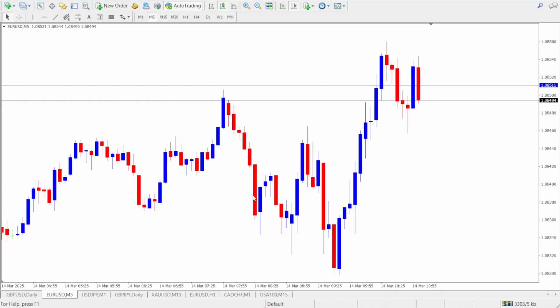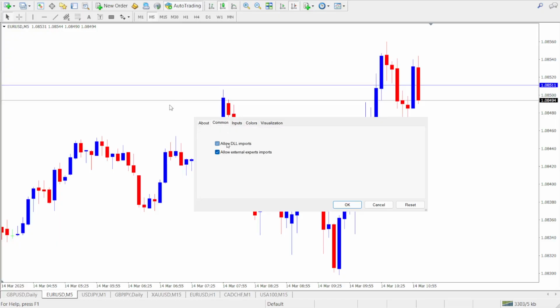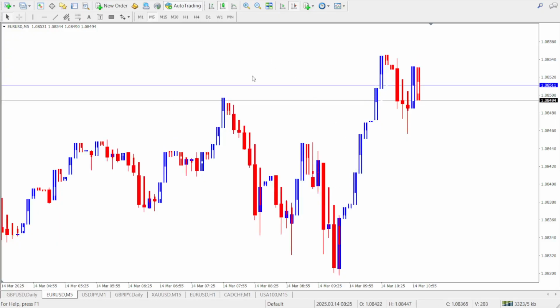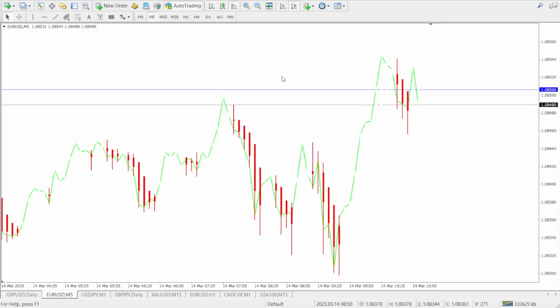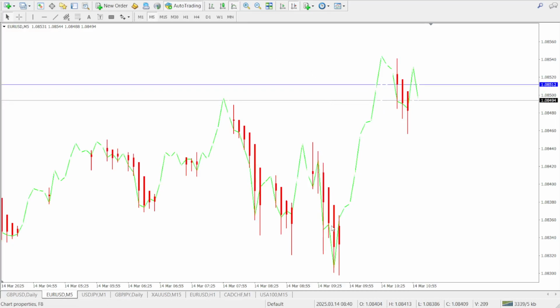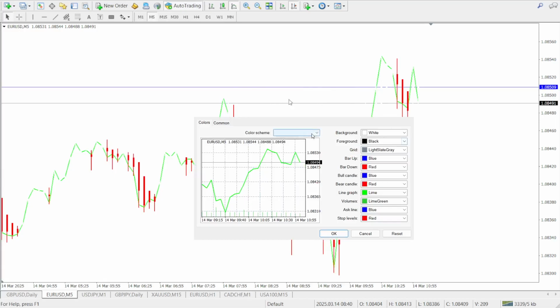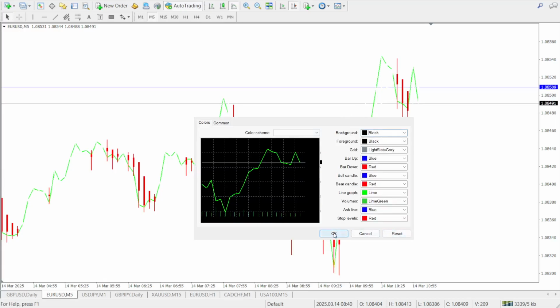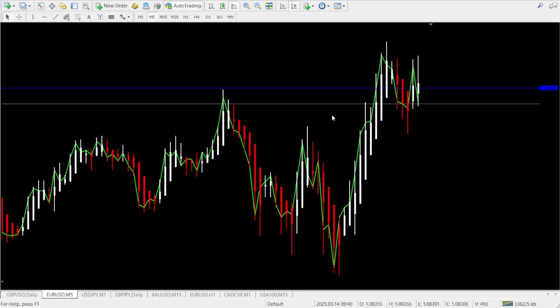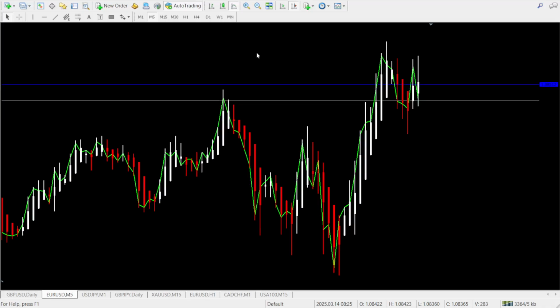Okay, I'm going to be adding the Heikin Ashi indicator to the charts. All right. Let's just give this a black background for easy.